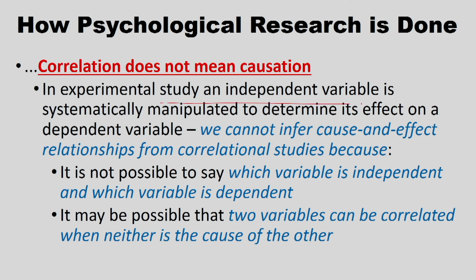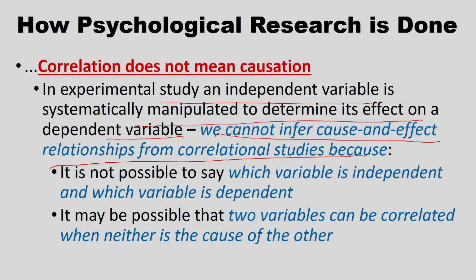So, in an experimental study, an independent variable is systematically manipulated to determine its effect on the dependent variable. We cannot infer cause and effect relationships in correlation studies. As I said before, we do not know whether A causes B, whether thunder causes lightning or lightning causes thunder. The only thing we can establish is that they occur together. One occurs, the other also occurs, but we do not know what causes what.